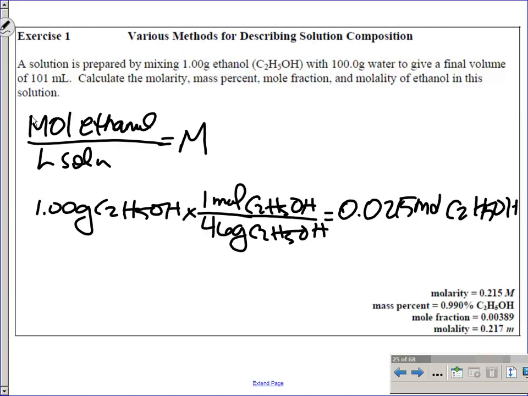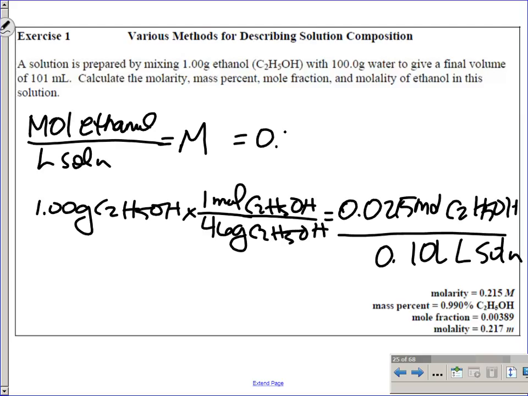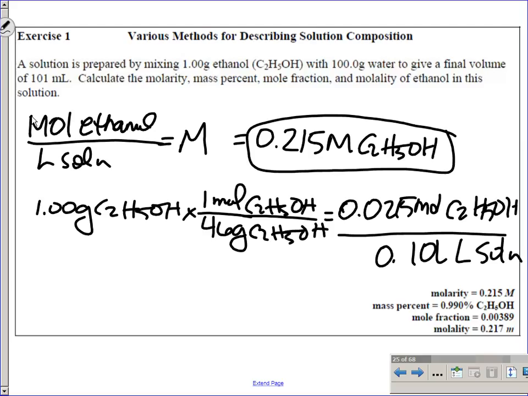And then what's my liters of solution? 0.101. Take that divided by 0.101 liters of solution. Boom. What's my molarity? 0.215. And that's of ethanol. Okay, so leave all of your work below and then make sure you're squaring off or circling your finals. But if you label it, you've already done half the work for another section of this problem, right?